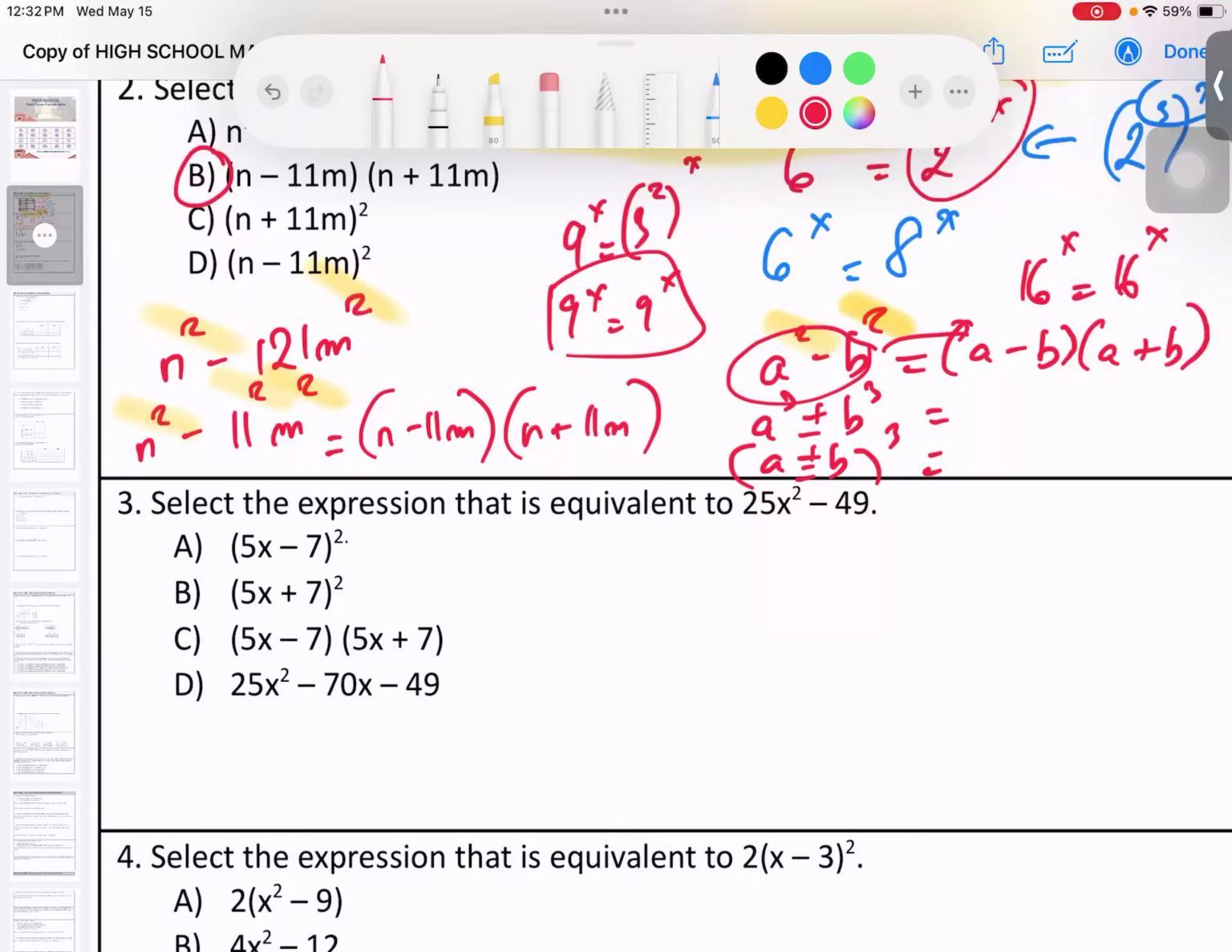Same thing. I'm going to let you figure it out. What is that? A, B, C, D? C. If you want to write it as square, it's going to be 5 square x square minus 7 square. So 5x minus 7, 5x plus 7. Okay. So there we go.